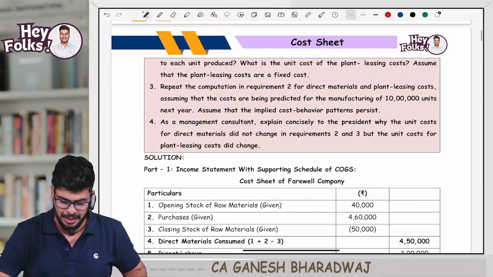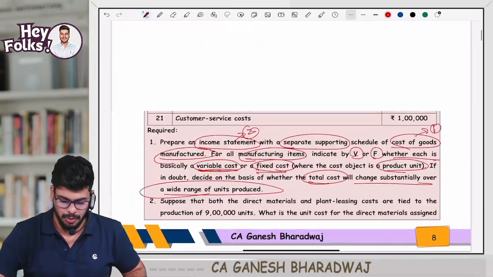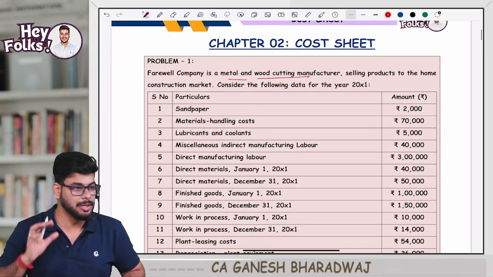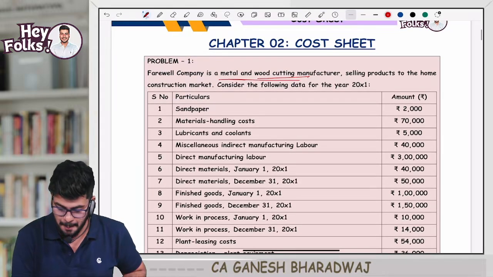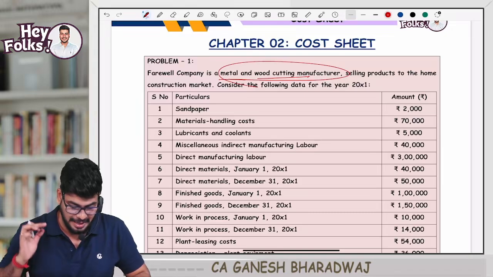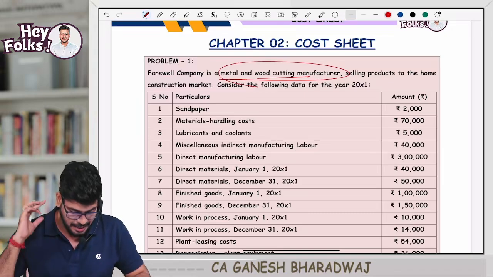The part 2, part 3, part 4, we will see it later on. Now, first, you guys tell me, what is this company into? What business are they into? Metal and wood cutting manufacturing. Correct, guys? They are into metal and wood cutting manufacturing. Yes?